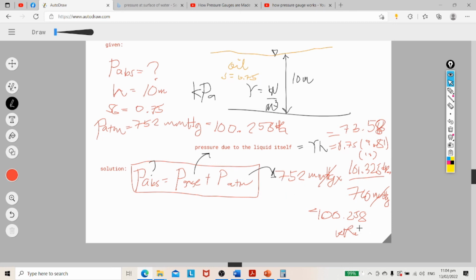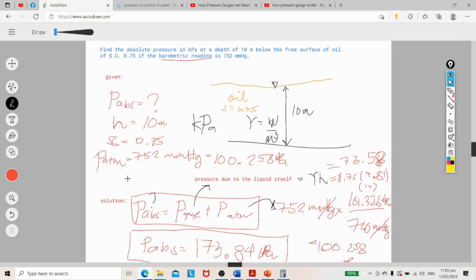pressure of 100.258. We now get that the absolute pressure is equal to 100.258 plus 73.58. So, ang tamang sagot ay 173.84. That is in kilopascal. That is the answer for this problem. So, the concept here, marunong na dapat kayo mag-convert ng atmospheric pressure.